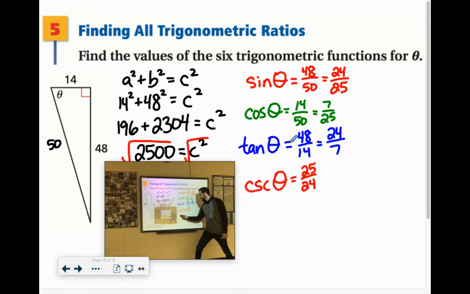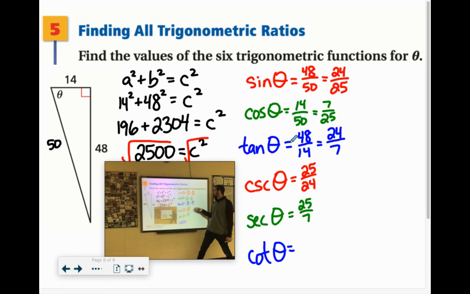The secant of theta, remember, is the reciprocal of cosine. Cosine was 7 over 25, so this would be 25 sevenths. And the cotangent is the reciprocal of the tangent. Tangent was 24 over 7, so this would be 7 over 24. Fantastic.